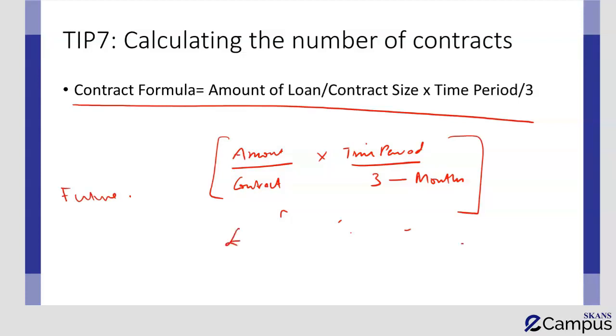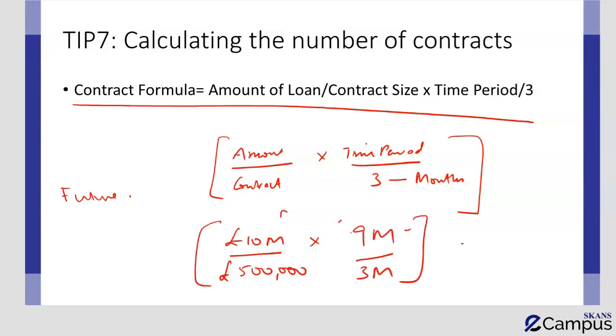So for example, if you have a 10 million amount that you want to hedge a loan against, and the contract size is 500,000 pounds, and you multiply it with the number of periods. Let's suppose you want it for 9 months and 3 months is the duration of that future, and you do this calculation to find out the number of contracts. This comes out to be 60.